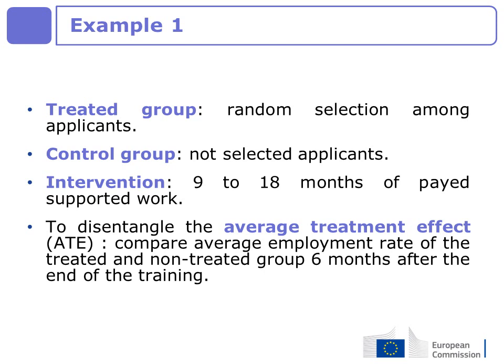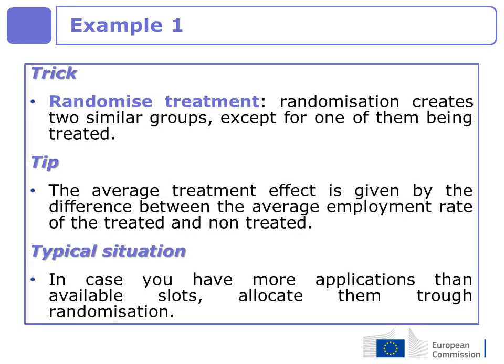Comparing the average employment rate of the treated and non-treated control group 6 months after the training, one obtains an estimate of the average treatment effect. This is an example of a randomized control trial. In this case, the trick is randomized treatment.